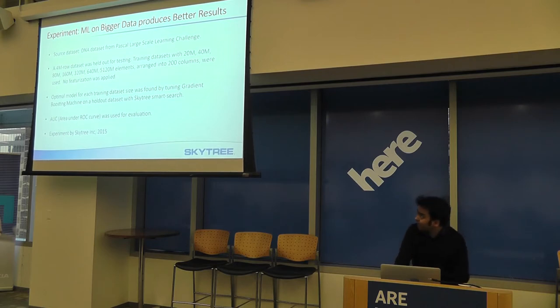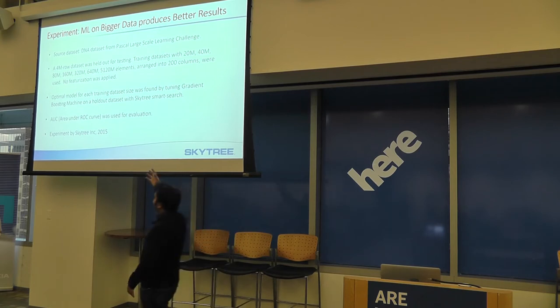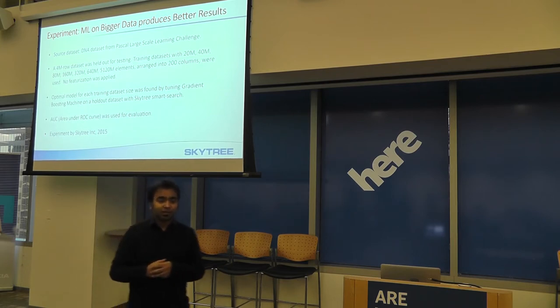There are some more details which I'm going to skip over, apart from the fact that AUC, the area under the ROC curve, is used for evaluation, and it's something that is done by most people in the industry.